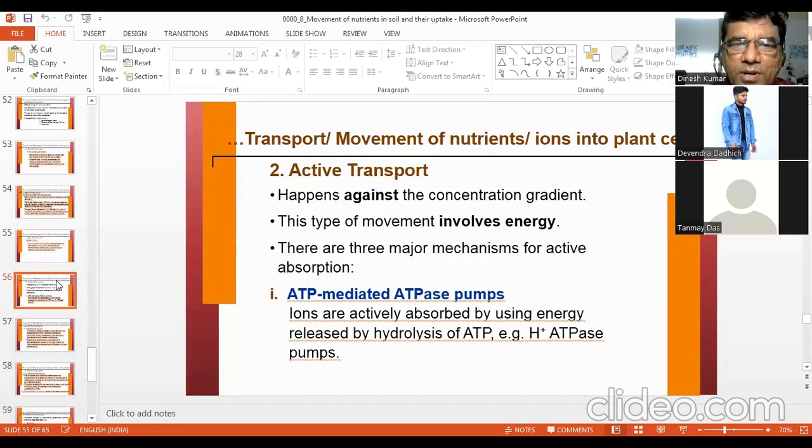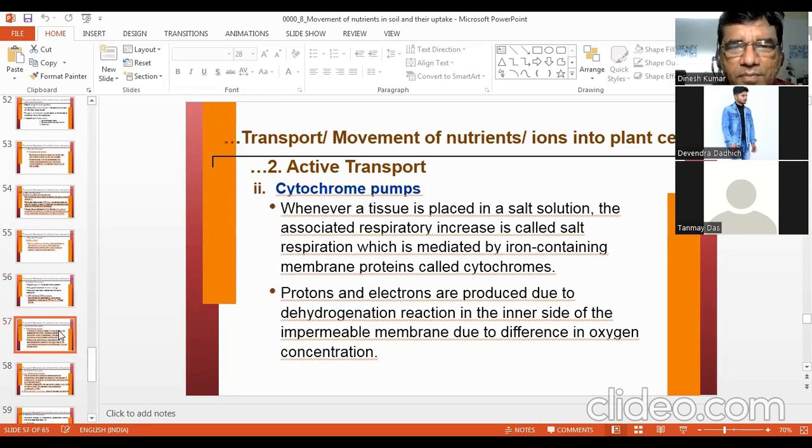Then active transport happens against the concentration gradient. This type of movement involves energy, and there are three ways. Number one is ATP mediated ATPase pumps. Ions are actively absorbed by using energy released by hydrolysis of ATP. H-ion ATPases are pumps. Then cytochrome pumps.